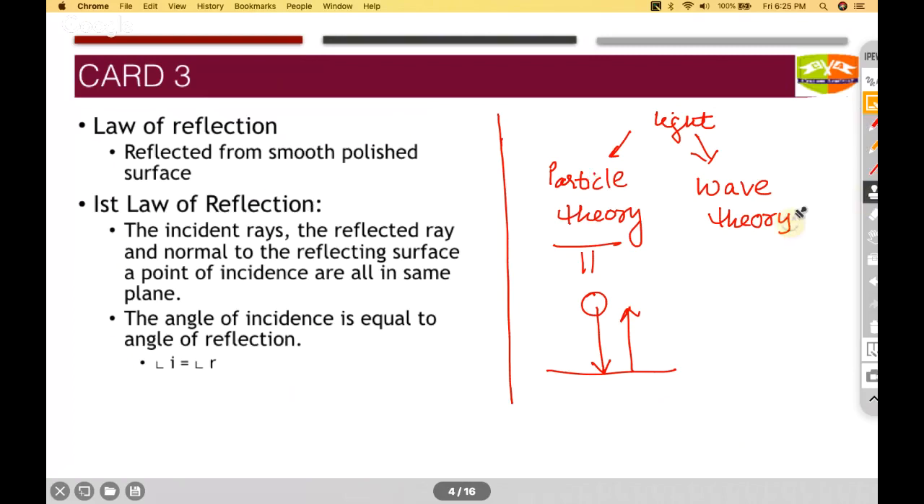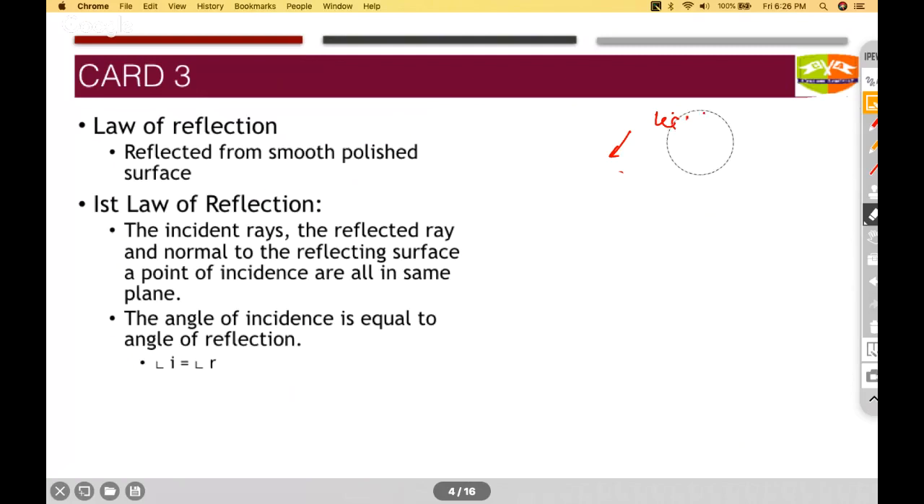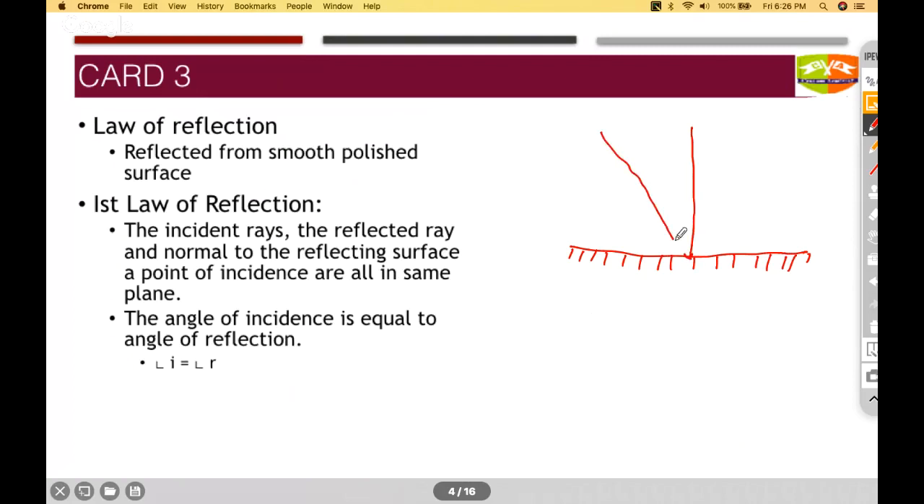So what happens in this particular case is that, suppose this is a plane surface which has been polished on the other side. If I draw a normal to this surface, and suppose this is the incident ray, and the incident angle is I, light will get reflected from here.